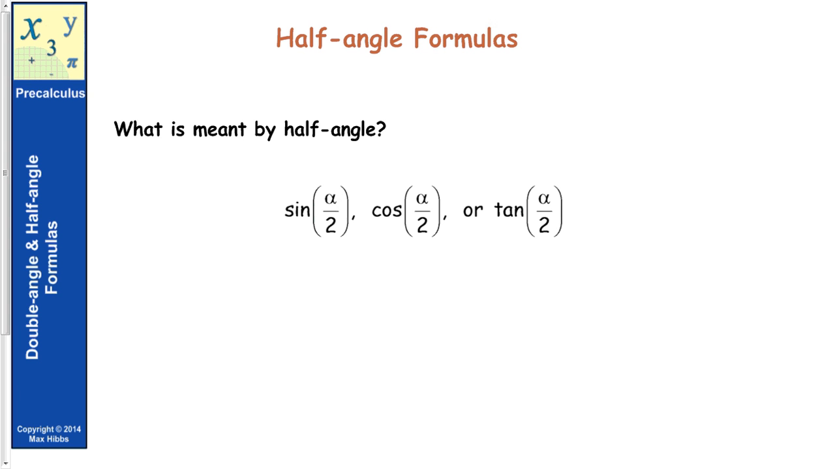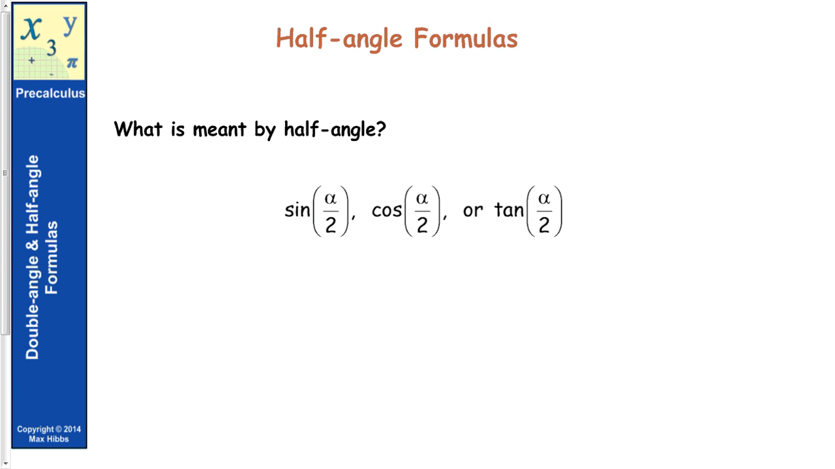This is the second part of our double angle and half angle formulas, and here we're discussing, as you can see, half angle formulas. As we started the double angle formulas, what's meant by half angle? A half angle formula is when we are looking at the sine or cosine or tangent of an angle divided by 2. That's where the half angle nomenclature comes from.